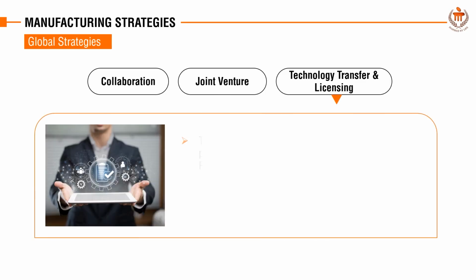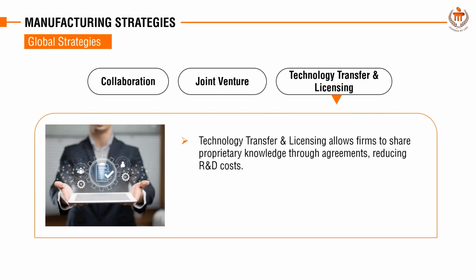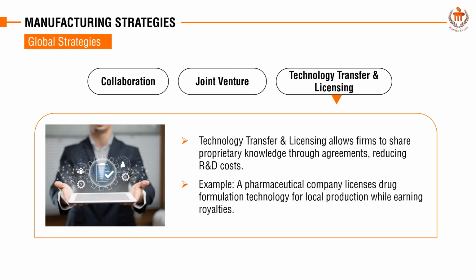Third is technology transfer and licensing. Technology transfer and licensing involves sharing proprietary technology or knowledge between companies, often through formal agreements. This strategy allows organizations to access innovations without significant investment in research and development. For example, a pharmaceutical company may license its drug formulation technology to a manufacturer in a different country, enabling local production while receiving royalties in return, thus expanding market reach with reduced risk.